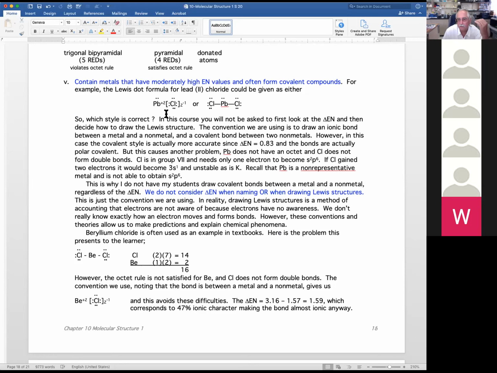But then there's a problem with this. Why would it do this? Is it meeting the octet rule for lead? No. So my issue with it is it doesn't get you any further towards an understanding of anything. That's why I just chose, we're just simply going to do it this way. You do the Lewis structure for lead 2 ion, you do the Lewis structure for a chloride ion. Simple as that.